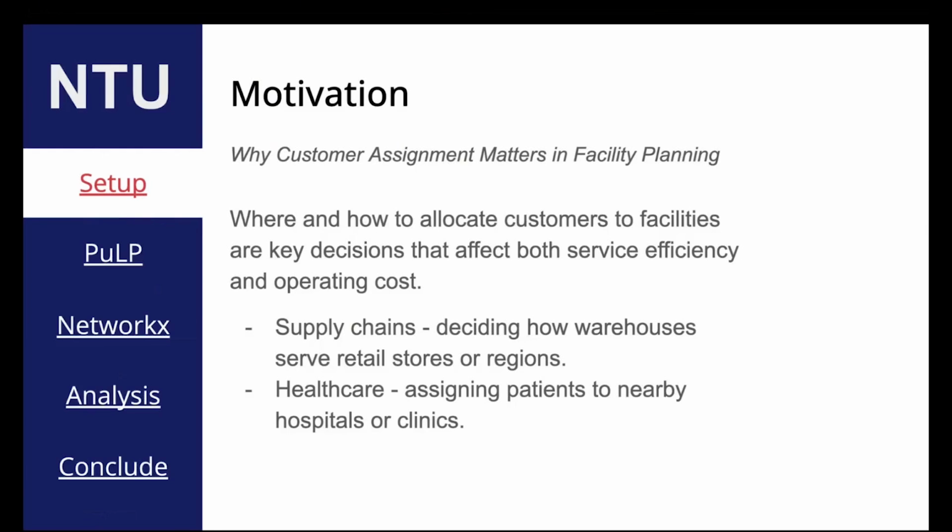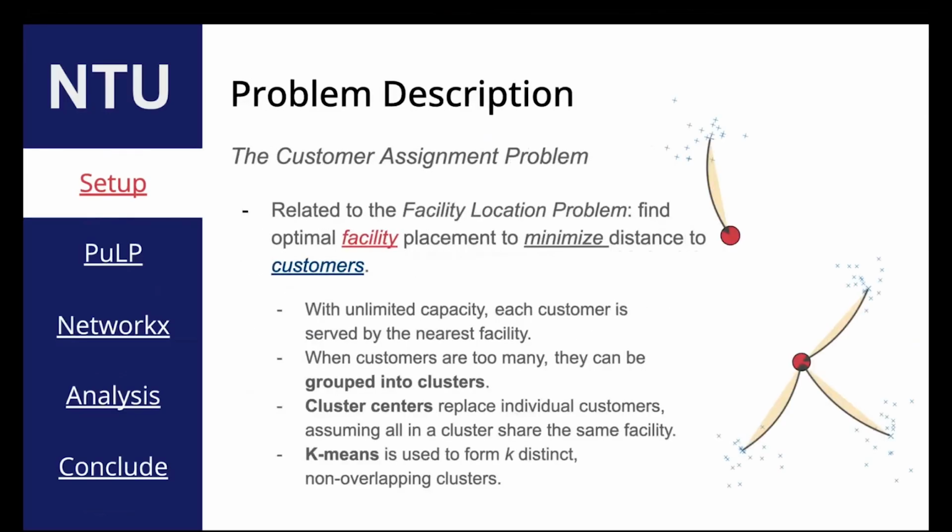These decisions strongly affect both service quality and cost, so optimization models like MCNF can help make them smarter and more systematic. The customer assignment problem is closely related to the classic facility location problem. The goal is to minimize the total weighted distance between customers and facilities. When the number of customers is large, we use k-means clustering to group them into a few representative clusters. Each cluster is represented by a centroid and assigned to one facility. The diagram on the right shows this relationship. Blue points are clusters and red points are candidate facilities.